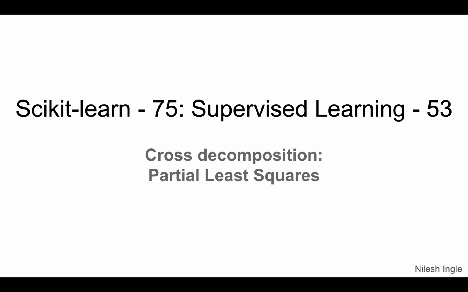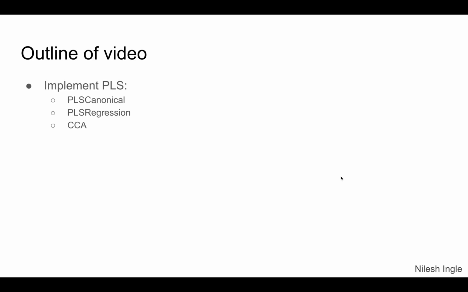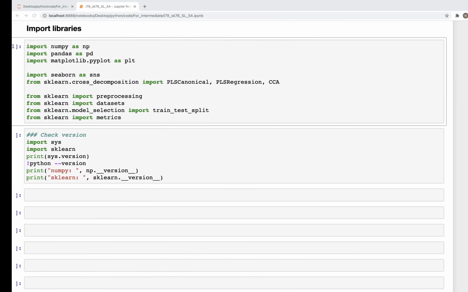I'm Nilesh, and in this video, we'll look at the implementation of the partial least square algorithms in Scikit-learn. So we'll specifically look at how to implement PLSCanonical, PLSRegression, and the canonical correlation analysis using a toy dataset from the Scikit-learn datasets. So let's get into Jupyter notebook and see how we can do this.